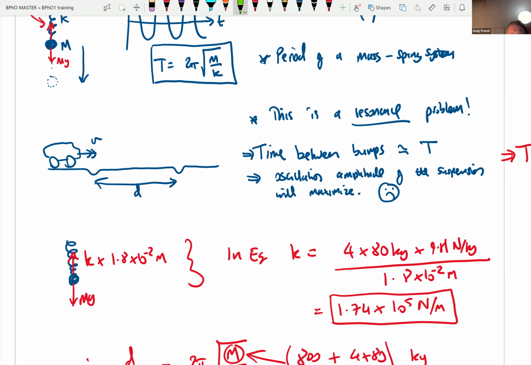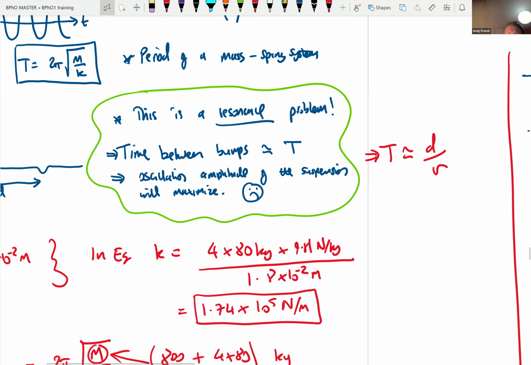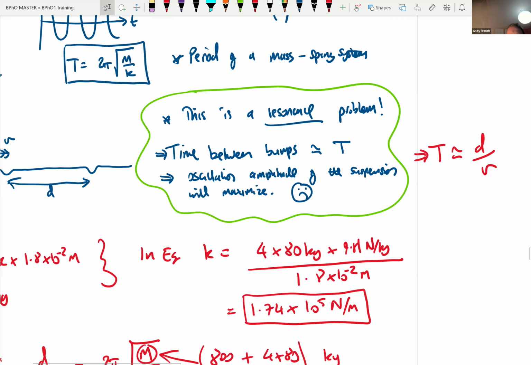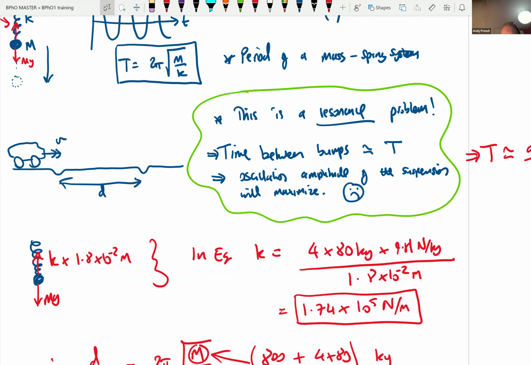So what I'm highlighting now is this, okay? All right, so there we are. The time between the bumps is approximately equal to the time of the period. So time between bumps equals the period of the oscillation. That's the principle. And then we can just use our simple models of mass spring systems to work this out.